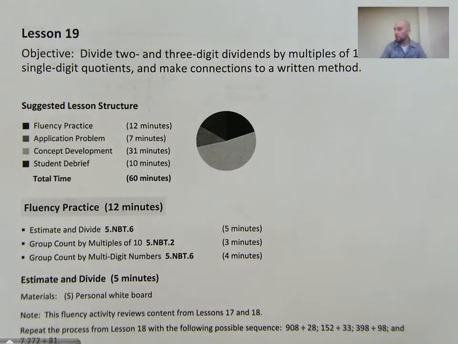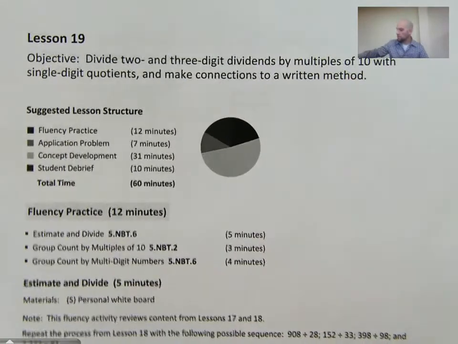Today we're doing 5th grade math, Module 2, Lesson 19. We're going to be dividing 2 and 3-digit dividends by multiples of 10 with single-digit quotients and make connections to a written method. So we're going to be doing some division today.